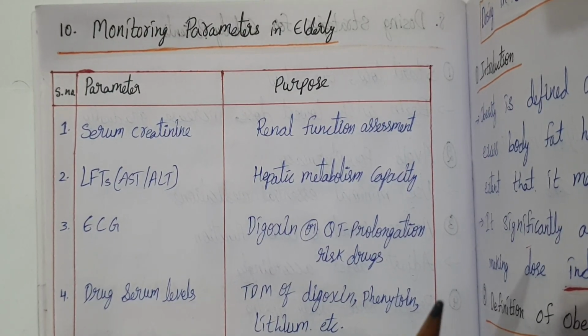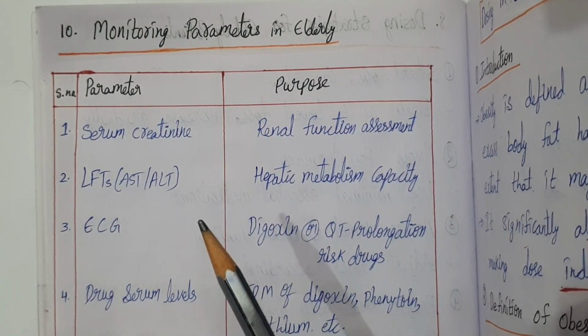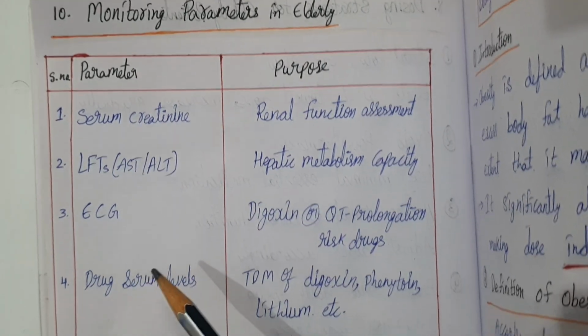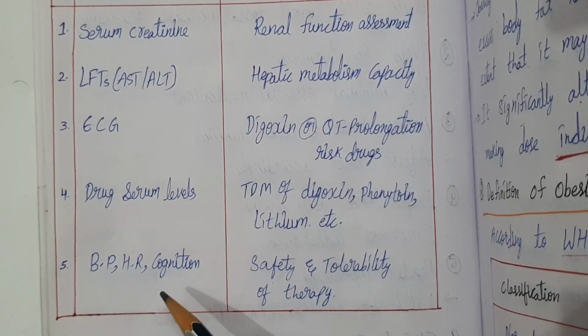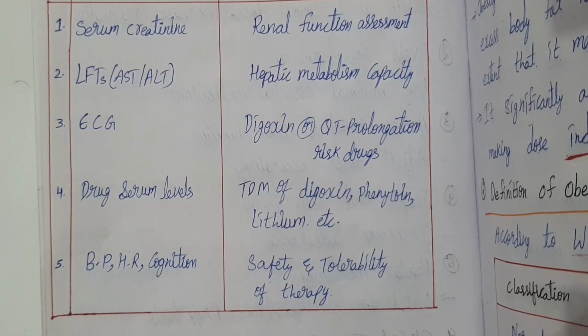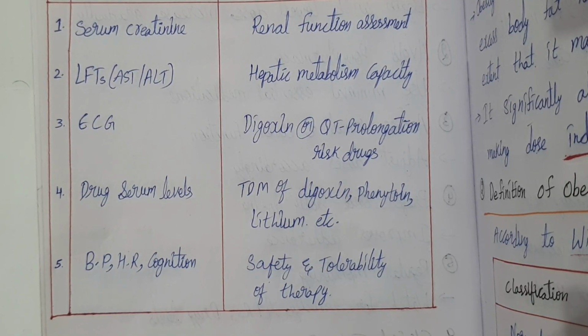Here, what we need to keep an eye on means we have to monitor serum creatinine and LFT, ECG, drug serum levels, BP, HR, and cognition. Alright, so dosing in the elderly is all about customizing the dose, and we must understand their body changes, use clinical tools like these criteria, and monitor regularly. Always keep the mantra in mind: start low, go slow, monitor often.